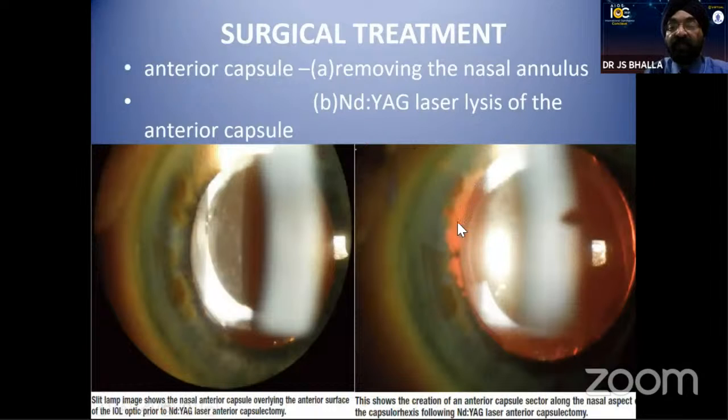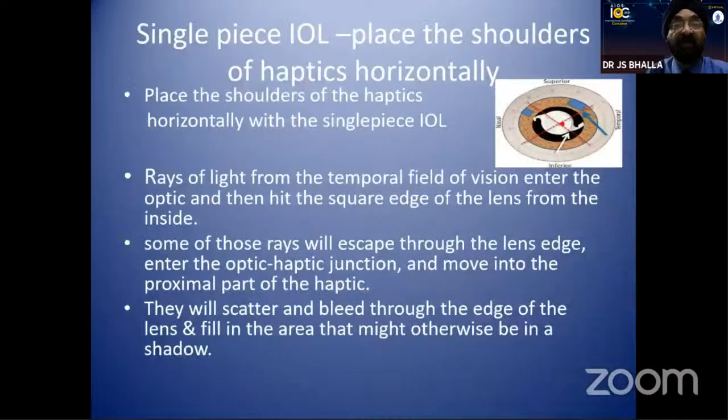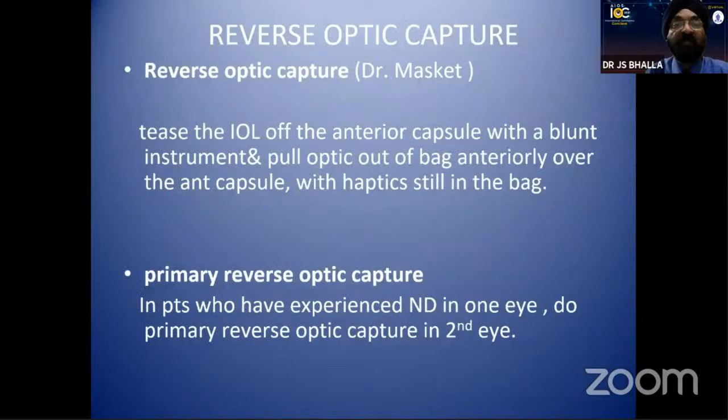The nasal rim of the anterior capsule can be YAGed, and it has been found to be successful in some percentage of the cases. By placing the haptics horizontally, these haptics act as a continuation, an extension of the optic, so that there is no sharp edge and no shadow. And light from the optic-haptic junction bleeds into this shadow so that this area becomes illuminated and the temporal crescentic shadow of dysphotopsia disappears.